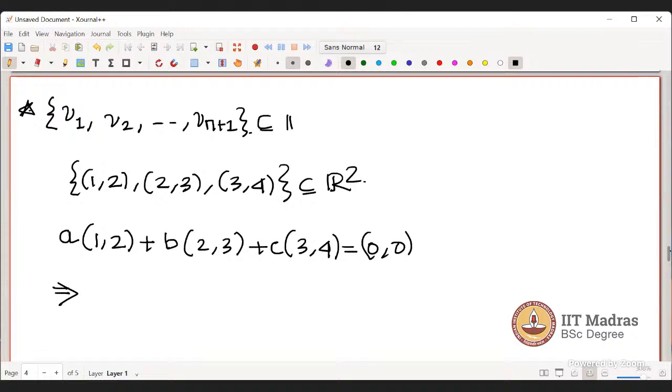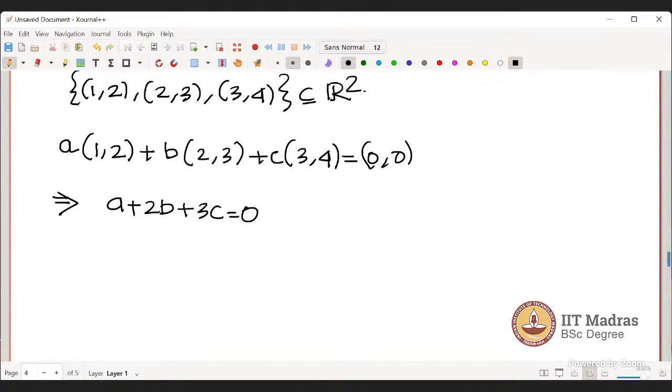You will get a system of homogeneous equations, right? So you will get A plus 2B plus 3C equal to 0, and 2A plus 3B plus 4C equal to 0. So we have a number of unknowns more than the number of equations, right?